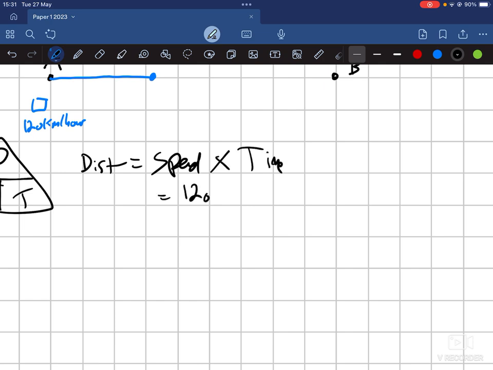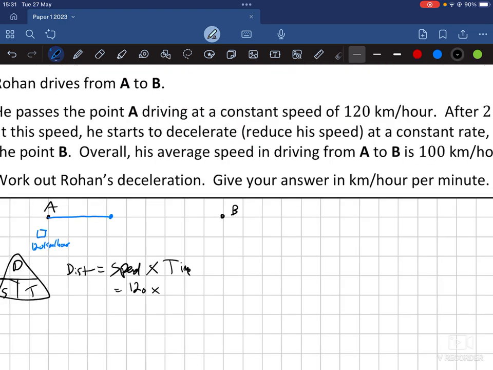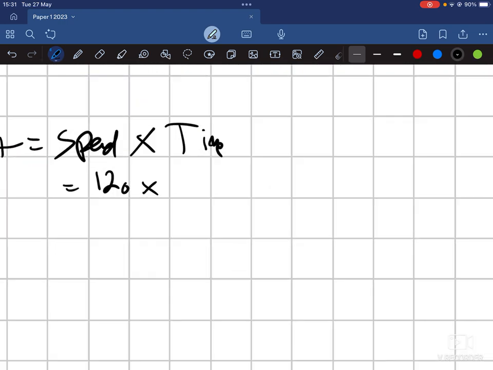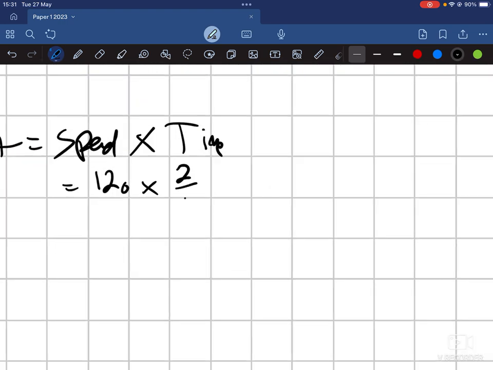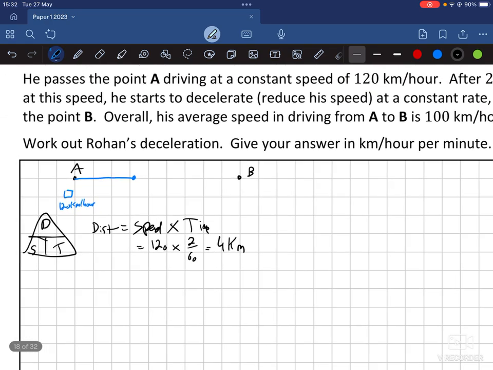So the speed is 120, and then the time. We're given it in minutes, but to convert to hours, we just divide by 60. So like this. So that's just going to be 4 kilometers, if I'm right. Just double check. Yeah, 4. So he's traveled 4 kilometers. Okay.